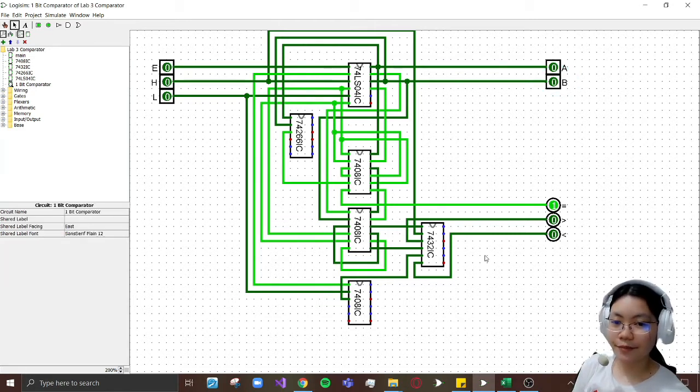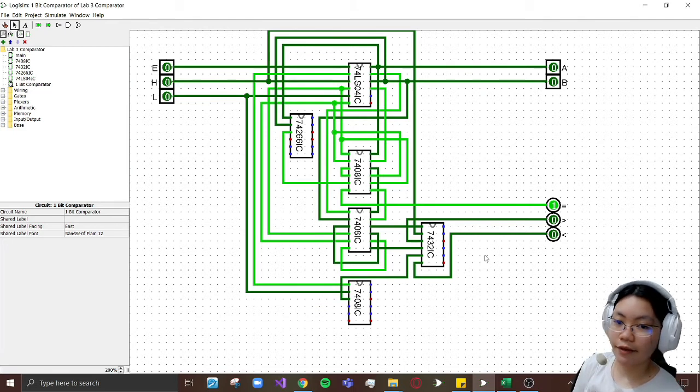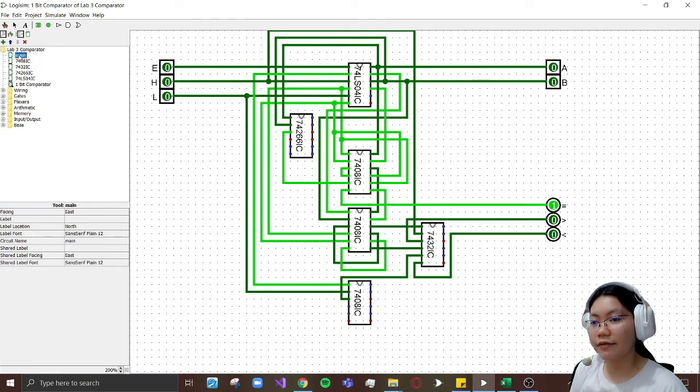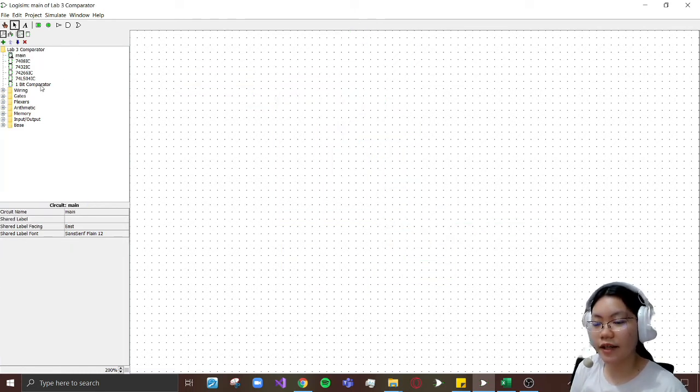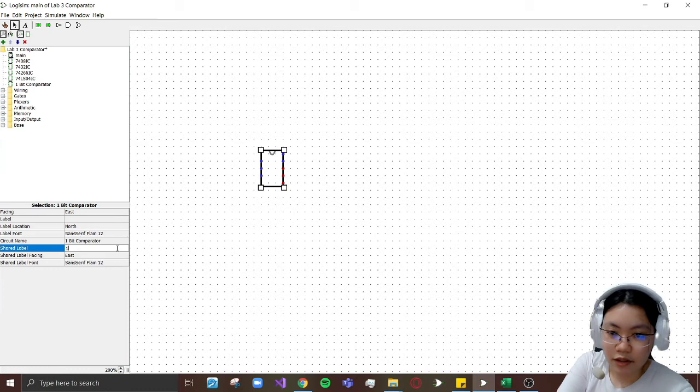Moving on to the third part of our vlog, wherein we will be creating a 5-bit comparator by cascading this 1-bit comparator that we have created in our main circuit. So how are we going to do that? We just simply drag it and place a label. Pangalanan na lang natin siyang 1-bit.